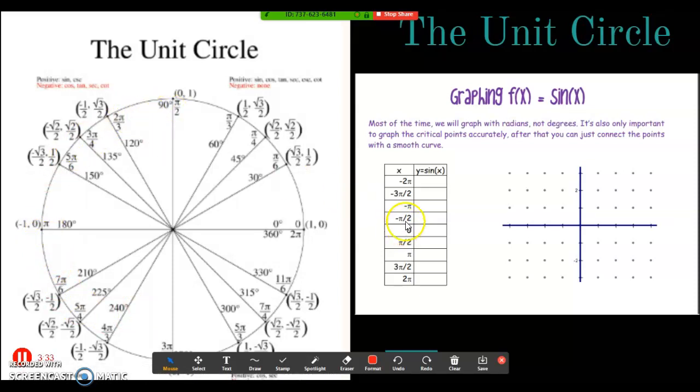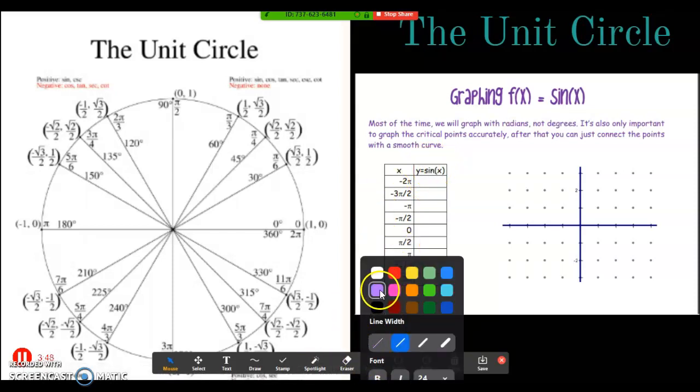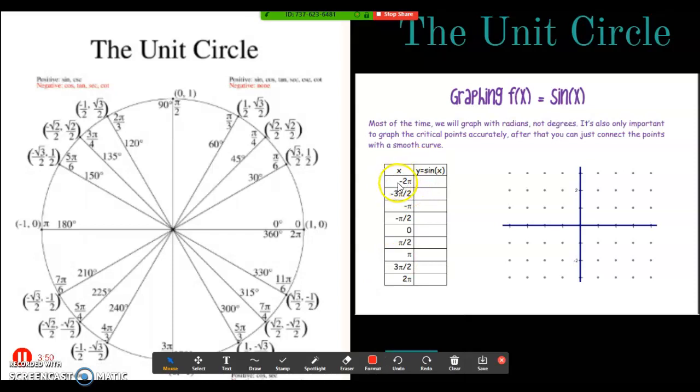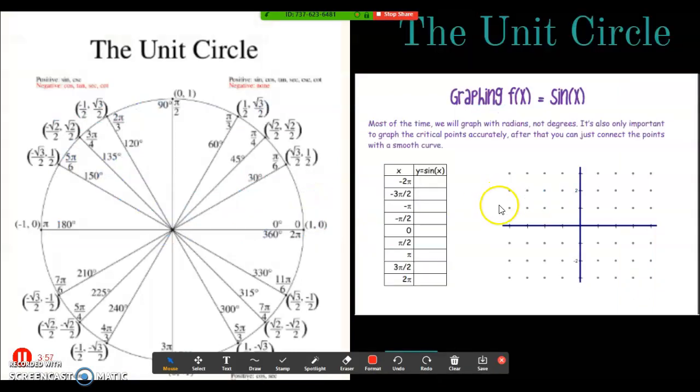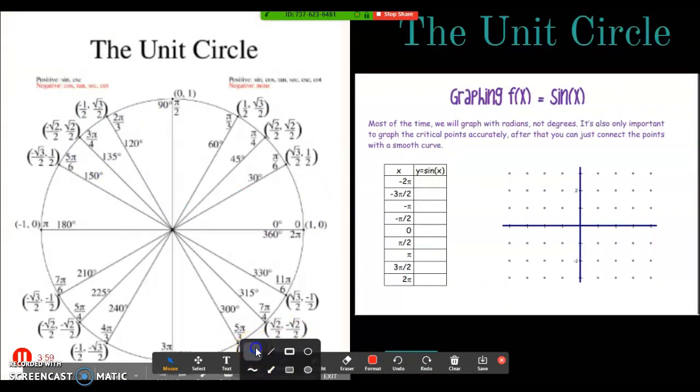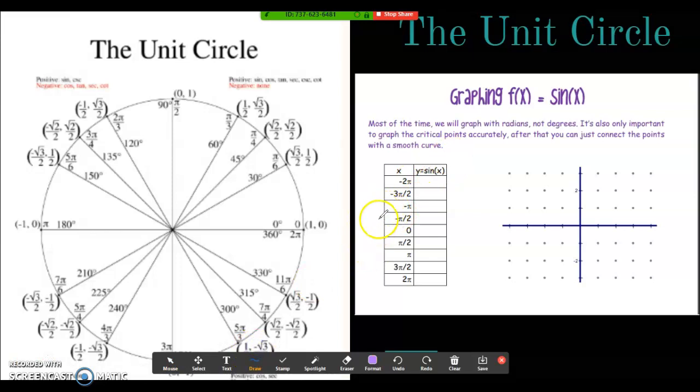All right. But what I'm going to do is only grab the sine values. So my x values are going to be the angles. My y values are going to be the sine at those angles. So let's go ahead and find those sine values first before we graph. Let's start in the positive direction.